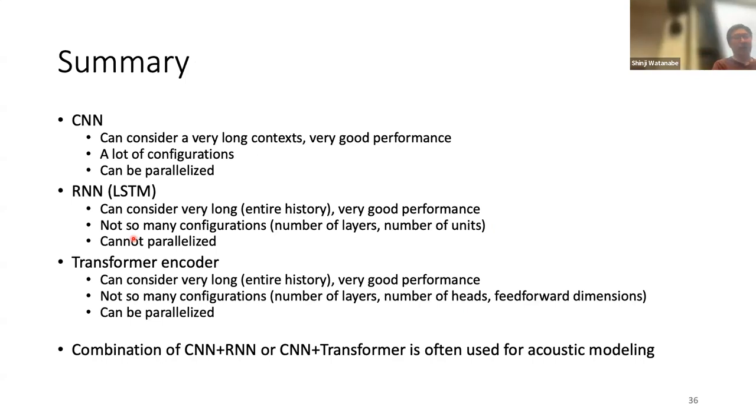Okay, so that's a summary of the acoustic models. I explained the CNN, recurrent neural network, and the transformer encoder, and so on. All of them have their pros and cons. But for now, the most widely used approach is a combination of the CNN and the transformer, or CNN and the RNN, and so on.